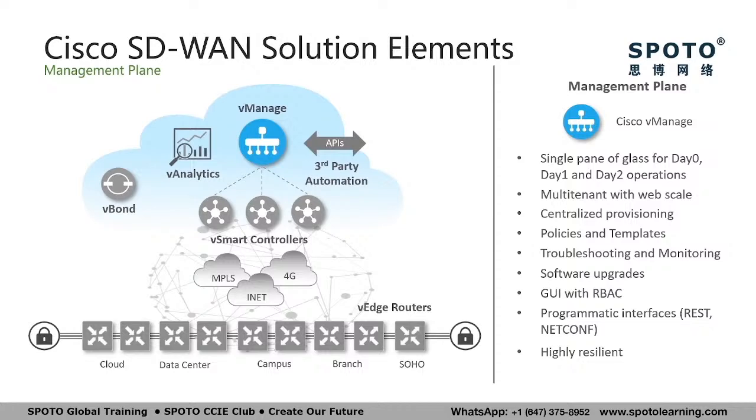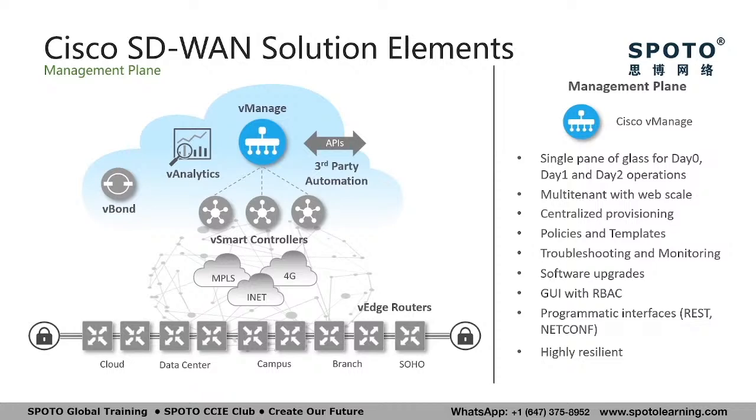Cisco vManage provides a single pane of glass for day 0, day 1, and day 2 operations. Its multi-tenant web-scale architecture caters to the needs of enterprises and service providers alike. Some of its key functions include centralized provisioning, centralized policies and device configuration templates, the ability to troubleshoot and monitor the entire environment, and to perform centralized software upgrades on all the fabric elements.